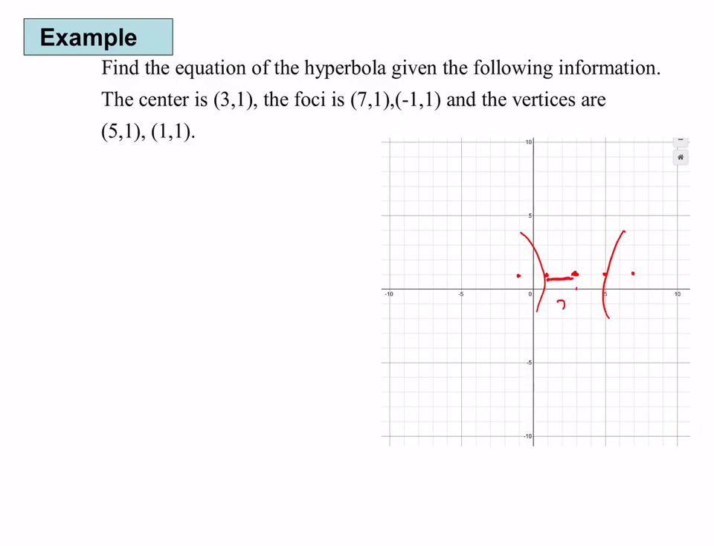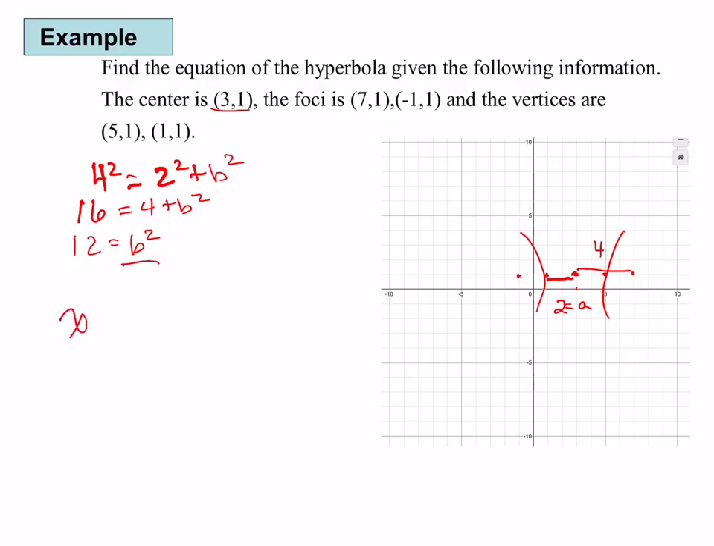We can tell the distance. We can just count it off. A is 2, and then C is 4. For our equation, we need the center, H and K, and we need A and B. We know A is 2, and we know 4 squared equals 2 squared plus B squared. So 16 equals 4 plus B squared, so 12 equals B squared. That's really all we need for the equation.